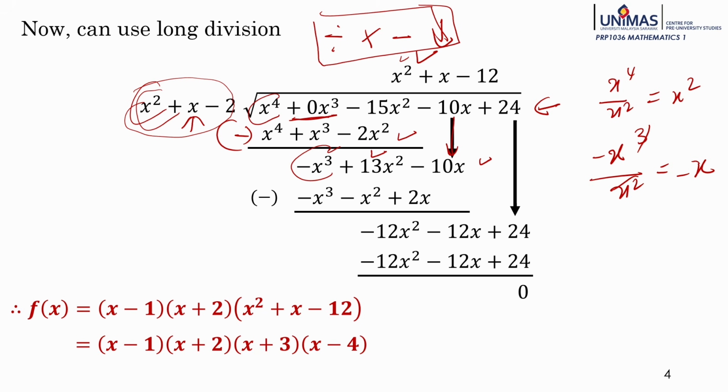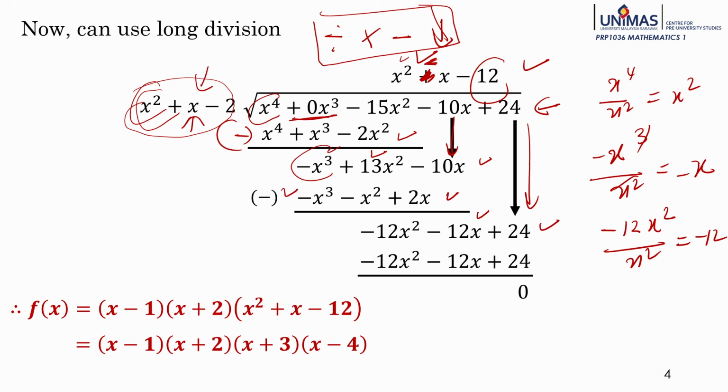I made a mistake here. It should be negative x. Then you multiply by here, and you get negative x cubed minus x squared plus 2x. Then you minus here, you get this answer, negative 12x squared minus 12x, and then put down 24. Then repeat again, negative 12x squared divided by x squared, you get negative 12. Here, negative 12x squared minus 12x plus 24.